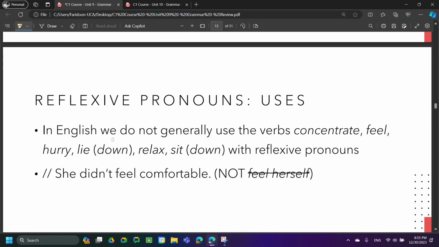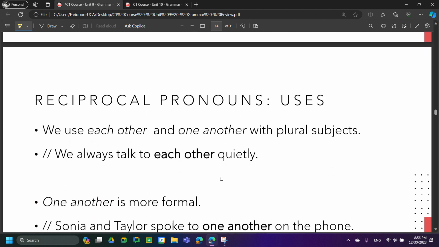Okay. In English, we do not generally use the verbs concentrate, feel, hurry, lie or lie down, relax, sit or sit down with reflexive pronouns. For example, it's not really good to say "she didn't feel herself comfortable." Just say "she didn't feel comfortable." You don't need a reflexive pronoun.